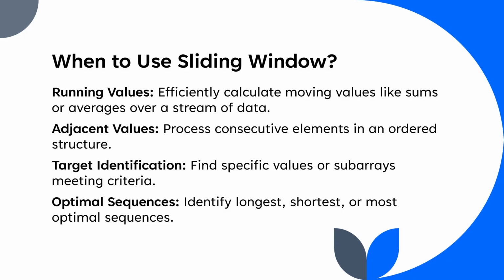So when do we use sliding window? We can use it when we're looking for running values. It efficiently calculates moving values like the moving sum or moving average over a stream of data. Adjacent values, when we want to process consecutive elements in an ordered structure. Target identification, to find specific values or subarrays meeting a criteria. And optimal sequences, so identifying the longest, shortest, or most optimal sequence or subarray.